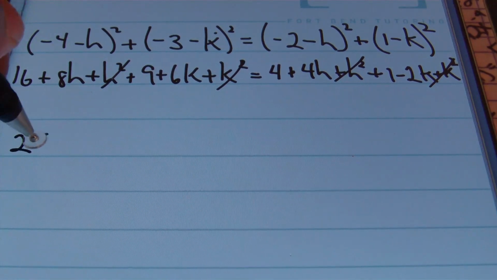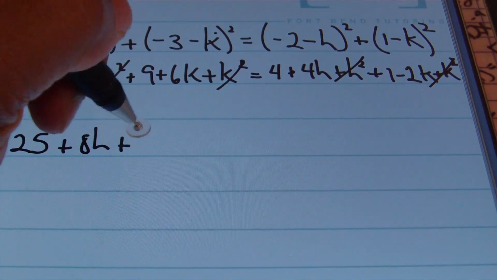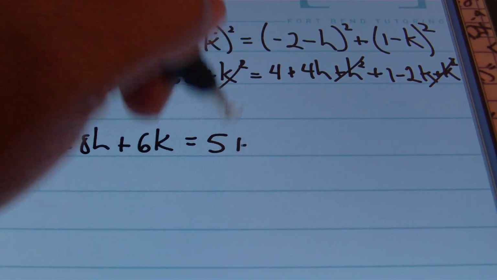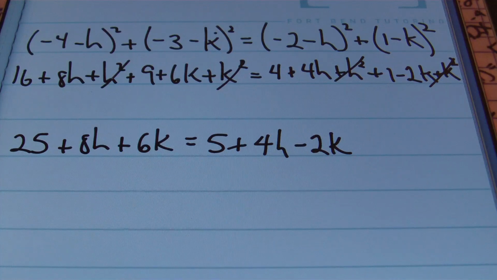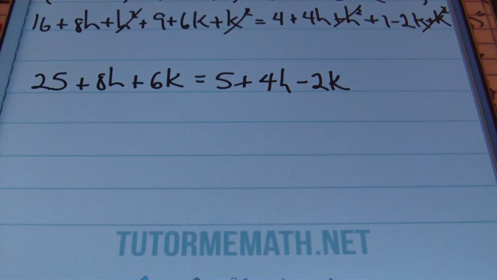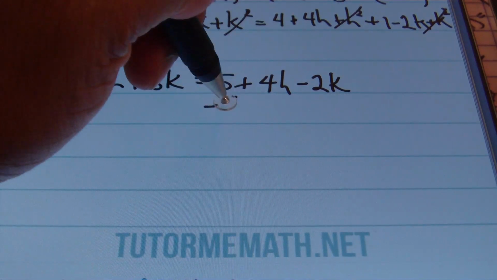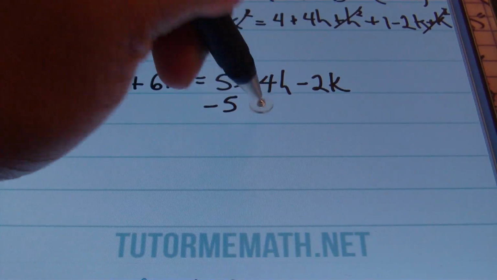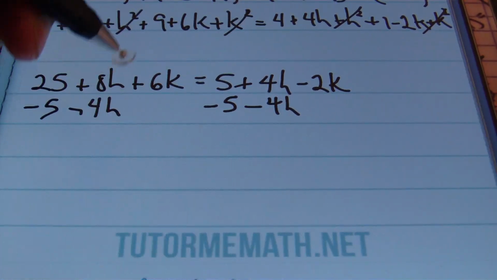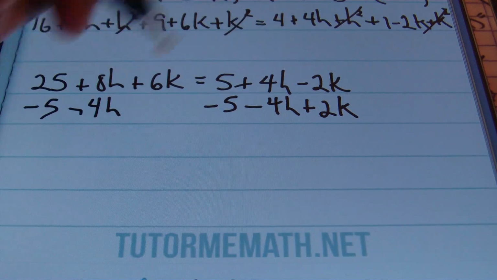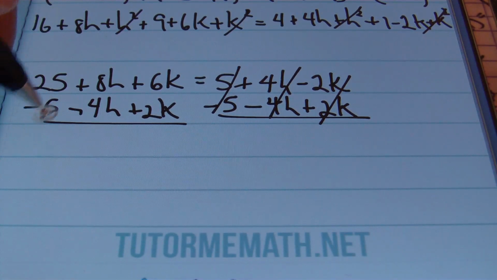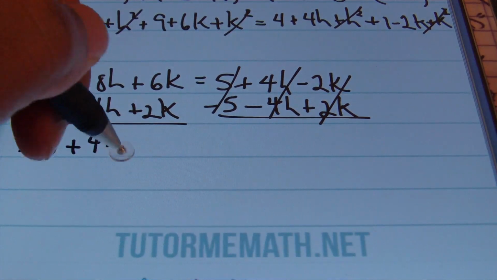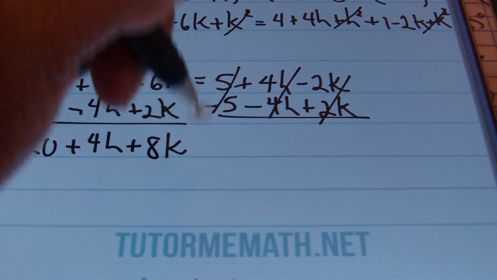Simplifying this further, you'll have 25 plus 8h plus 6k equals 5 plus 4h minus 2k. All right, you'll want to go ahead and set this equal to 0 now. So setting this equal to 0 means that I'll go ahead and subtract 5 to both sides. I'm going to be subtracting 4h to both sides. And I'll also be adding 2k to both sides, like so. All right, so everything on the right side will cancel out. And you'll end up with the following. You'll have 20 plus 4h plus 8k equals 0.